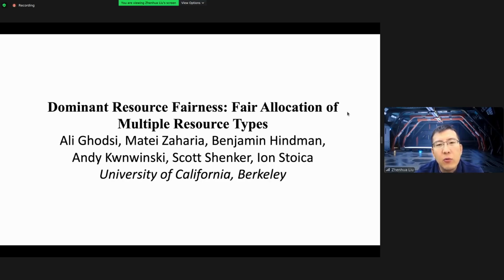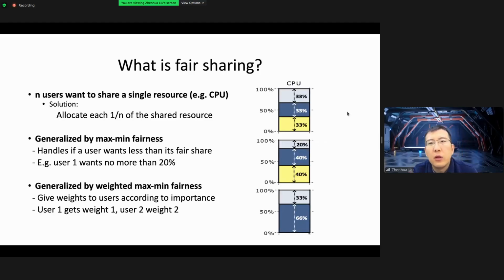Okay, the second one, so for the following ones, I will go quickly so that we can still have some time for the blockchain basics. Right? So what is a fair share of resources? Let's say if we have three users, each represented in a different color, right? Here, if they want to share the CPU resources, then the solution is straightforward, right? Each one just gets 1/n of the shared resource. In this case, each one gets 1/3.